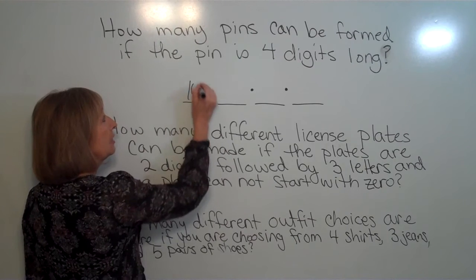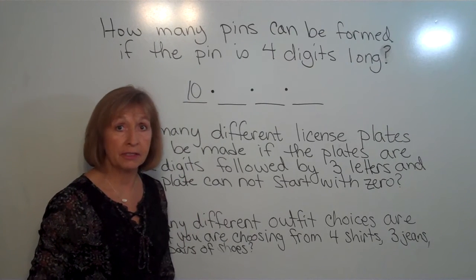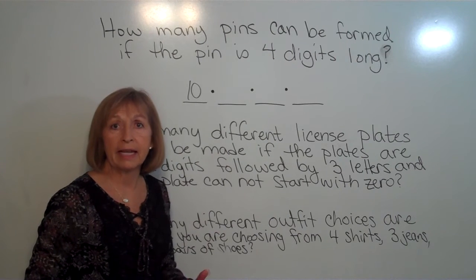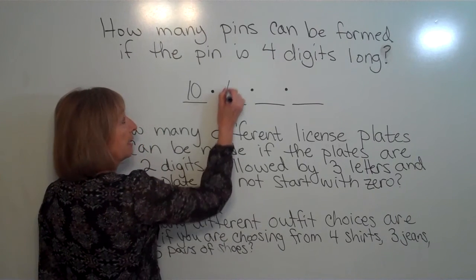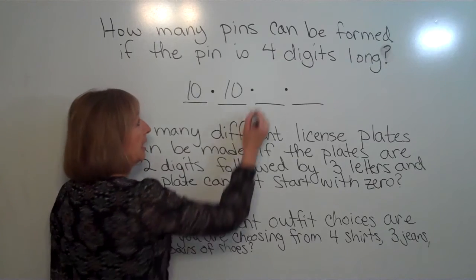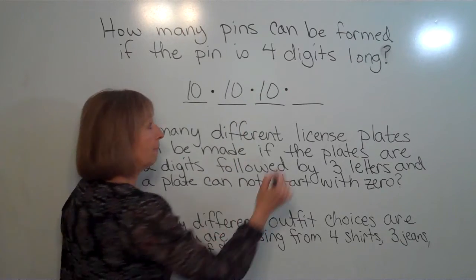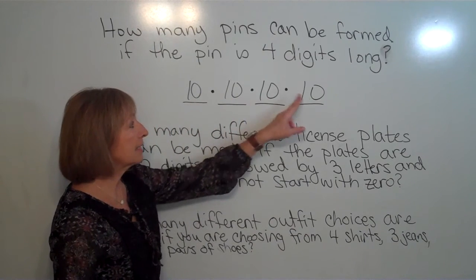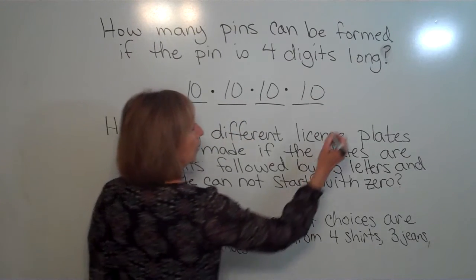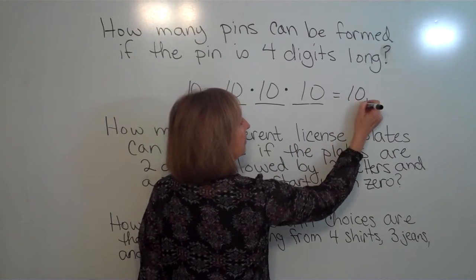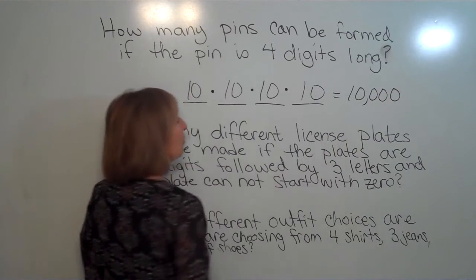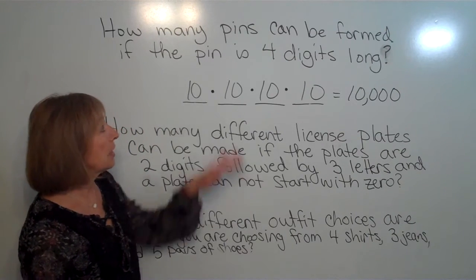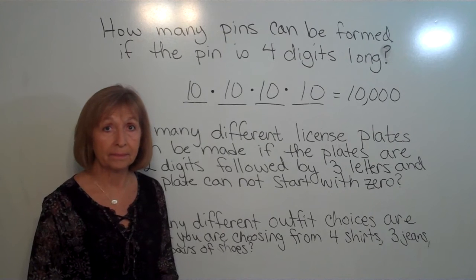Well, you have 10 digits to choose from for your first digit choice, right? The 0, 1, 2, 3, 4, 5, 6, 7, 8, or 9. And you have 10 digits still for the second choice, and for the third choice, and for the fourth choice. So when you multiply 10 times 10 times 10 times 10, you get 10 to the fourth, or 10,000. So there are 10,000 different ways that you could choose a 4-digit pin.